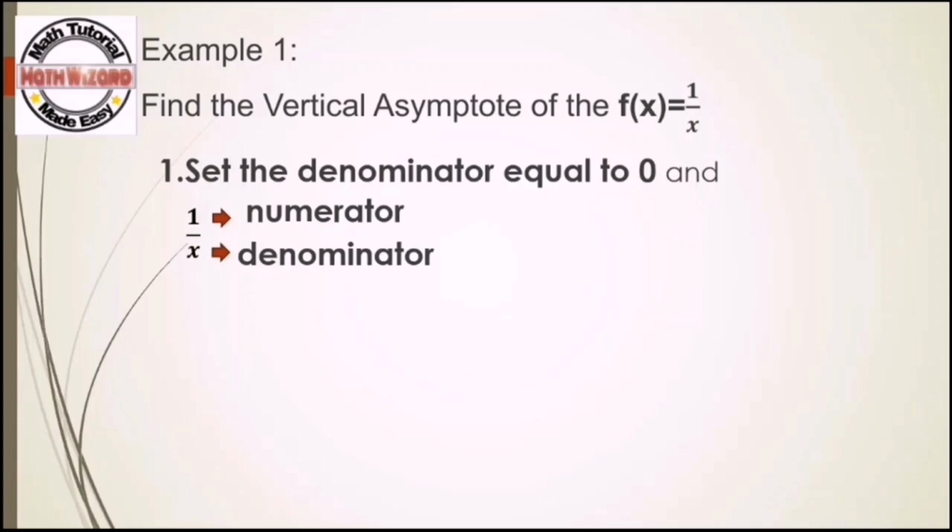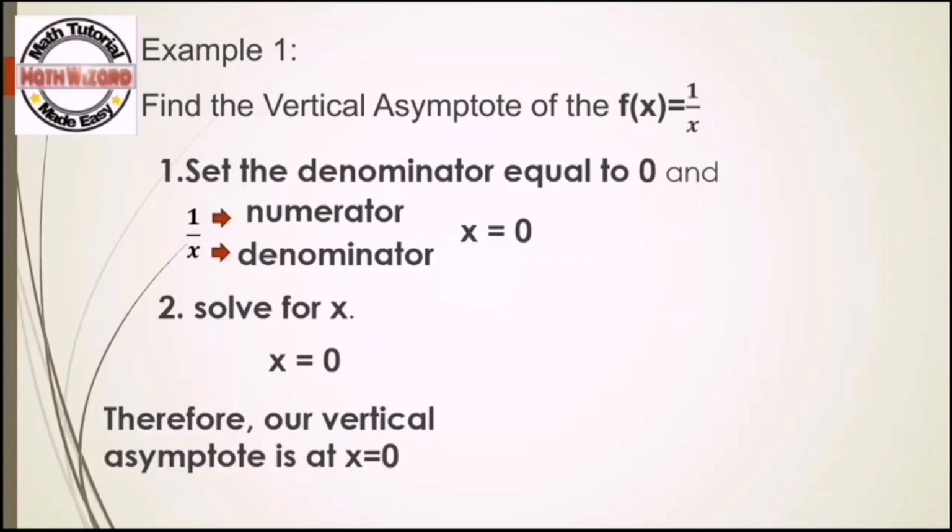And so therefore, since our denominator is x, we need to equate it to 0. Therefore, the equation now is x is equal to 0. And after we set the denominator equal to 0, then what we will do is to solve for the value of x. So x is equal to 0. Now, do we need to solve? There is no need to solve because the value of x now is equal to 0. Therefore, since x is equal to 0, our vertical asymptote is at x is equal to 0.